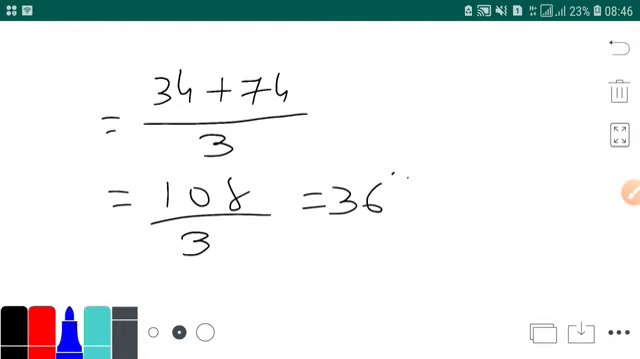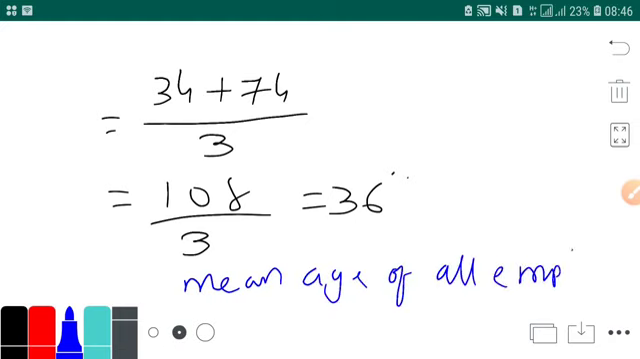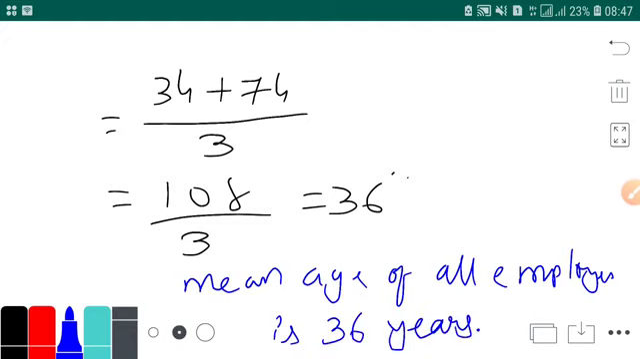What was asked to you? You were asked to find the mean age of all the employees of the office. So the mean age of all employees is 36 years.